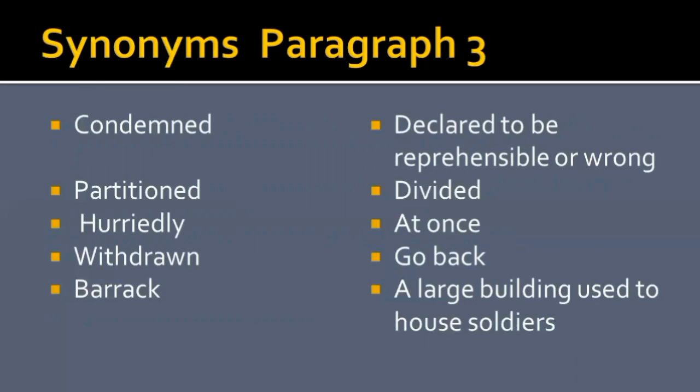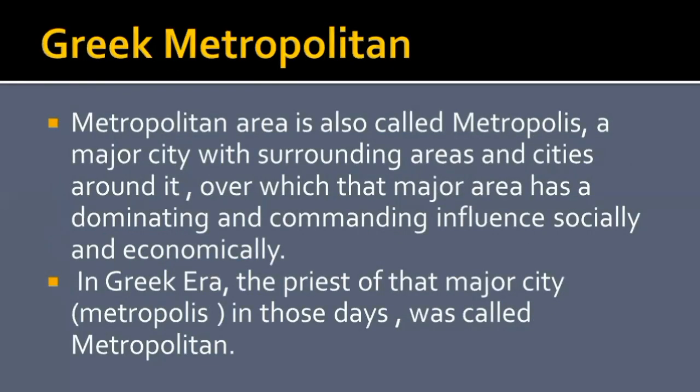The Ottoman troops, soldiers, were hurriedly, at once, withdrawn, go back, into barracks. Barracks, a large building used to house soldiers, and the Greek metropolitan raised the cross as the first Greek soldiers disembarked. Learners, let me tell you what is Greek metropolitan. Metropolitan area is also called metropolis, a major city with surrounding areas and cities around it, over which that major area has a dominating and commanding influence socially and economically. In Greek era, the priest of that major city, metropolis, in those days was called metropolitan.